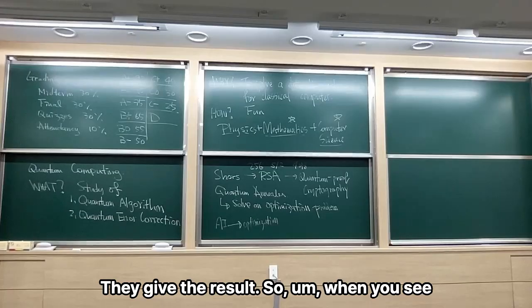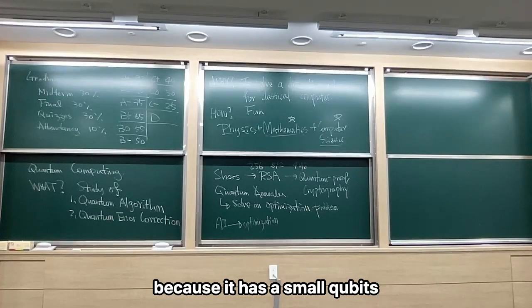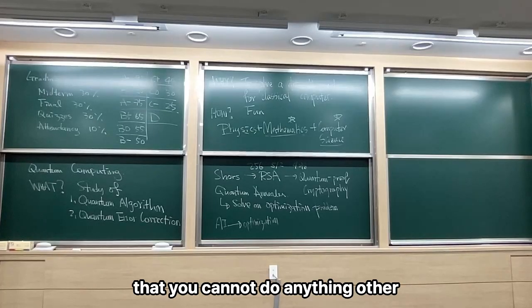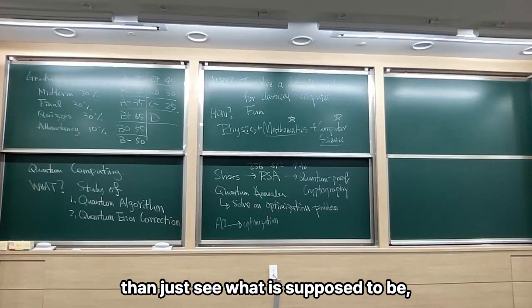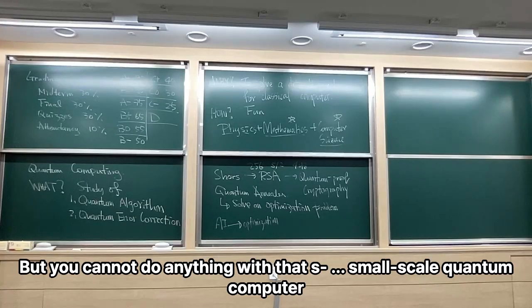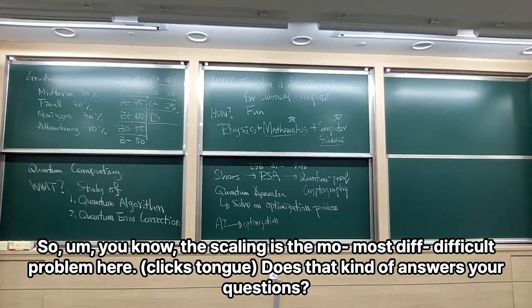When you see that, there is always an error, not that much because it has a small number of qubits, but you will find out that you cannot do anything other than just check what it's supposed to be. You cannot do anything with that small-scale quantum computer to solve any practical problem. So yes, the scaling is the most difficult problem here.